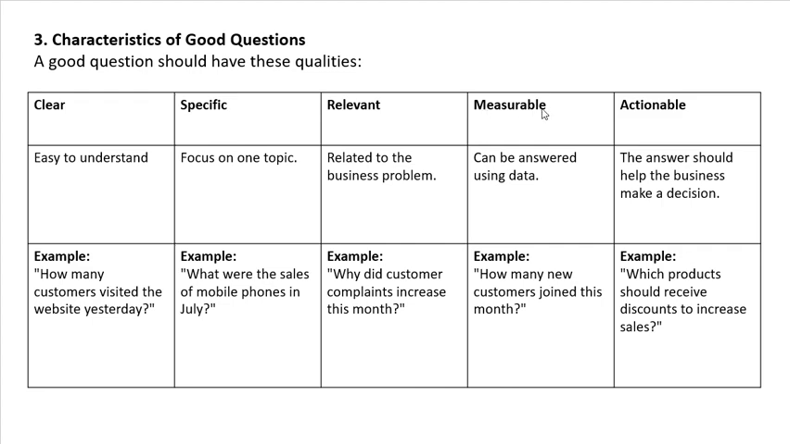Measurable, can be answered using the data, for example, how many new customers joined this month. And actionable, the answer should help the business make decisions, for example, which product should receive discounts to increase sales.